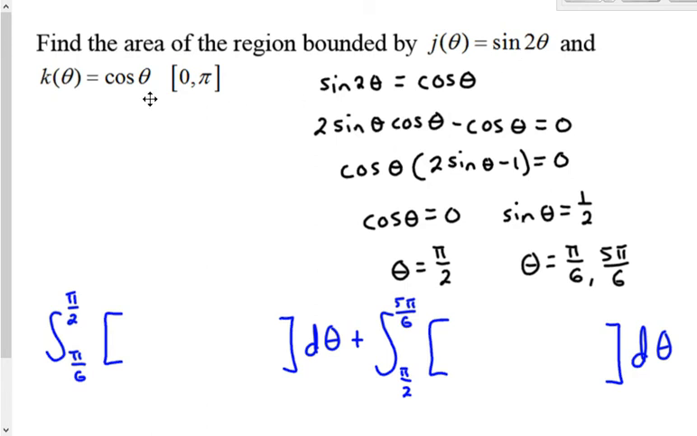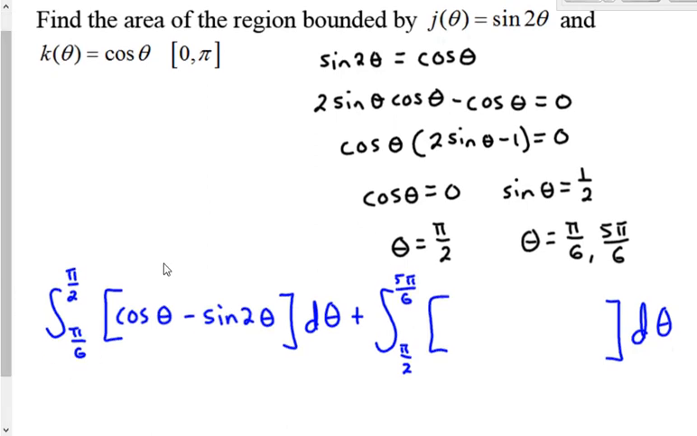Let's assume the cosine is above the sine, since cosine starts out at 1 and sine starts out at 0, right? So let's do this. We'll do cosine of theta minus sine of 2 theta. Then, if we've got cosine above the sine, then the next time they should probably switch places, and the sine will be above the cosine. Or let's do this. Let's just keep it the exact same way. Let's keep it cosine minus sine of 2 theta.